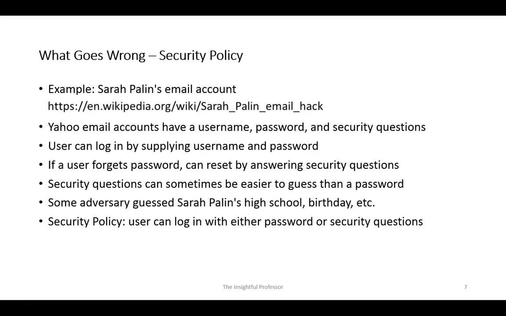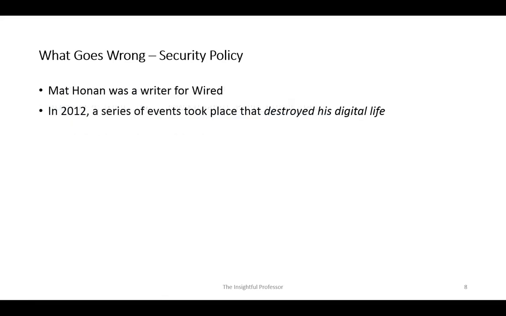In another event, Matt Honan, who is a writer for Wired, had a problem that occurred in 2012. A series of events occurred in which he stated this destroyed his digital life. The problem that occurred here resulted from multiple services or systems. Each by themselves seemed to have a reasonable policy. However, the policy of one system was adversely affected by that of another system.